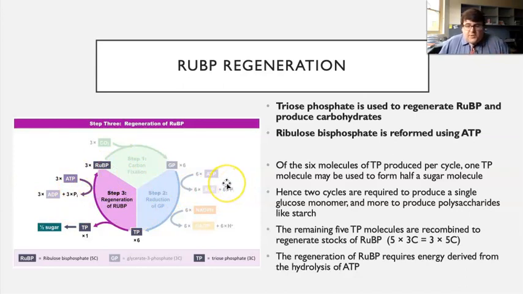In order to do this, we need energy, so the regeneration of RuBP requires energy derived from the hydrolysis of ATP. We're going to end this video here, so we can talk about the Calvin cycle in a little bit more detail in the next video.